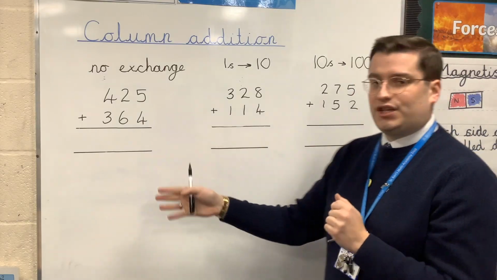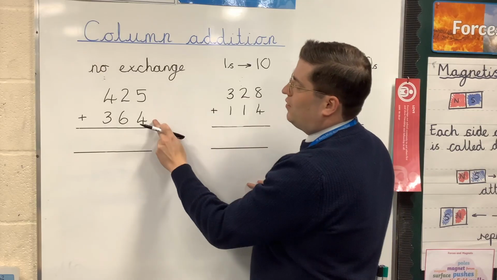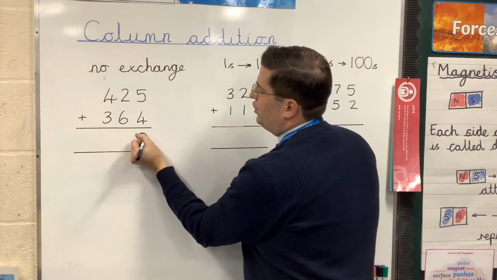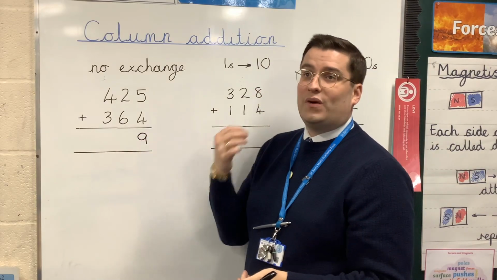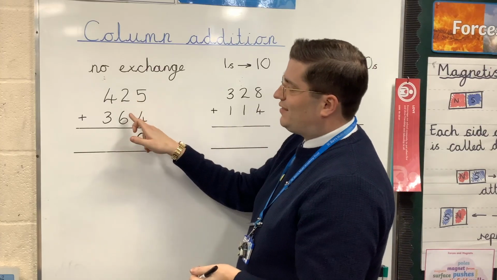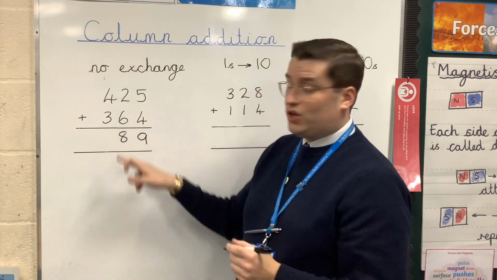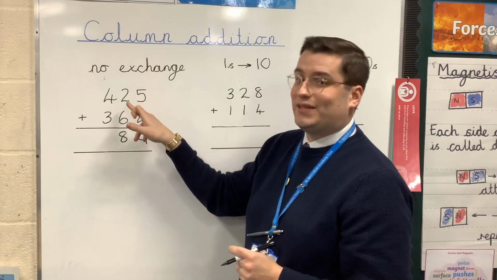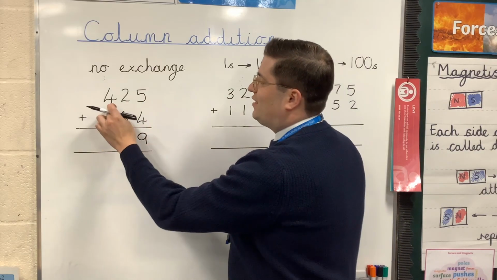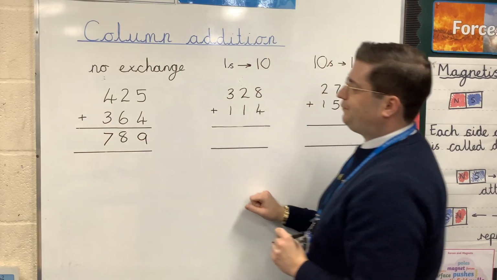So with no exchange, it's relatively simple. We always start with the ones. We'd say that 5 ones add 4 ones is 9 ones. You'll notice I'm not just doing 5 add 4, we're saying it's ones. We're trying to train ourselves to do that. We're saying 2 tens add 6 tens is 8 tens. Not 2 add 6 is 8 because we're not adding 2 and 6, we're adding 2 tens and 6 tens. And we'd say that 4 hundreds add 3 hundreds would be 700.